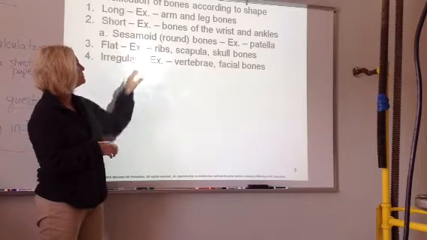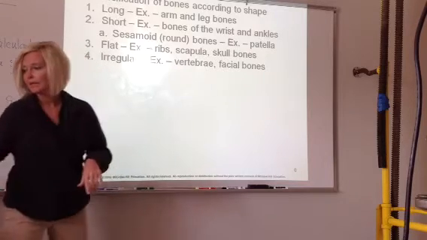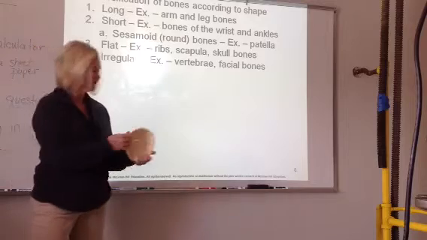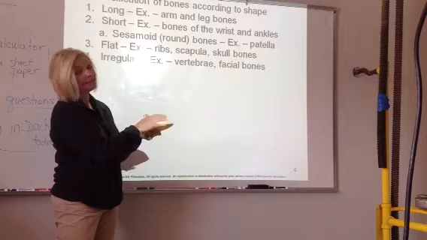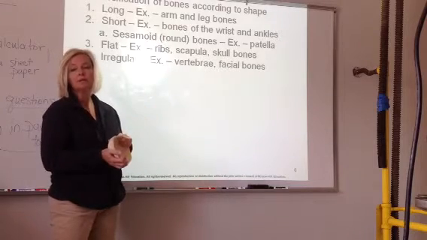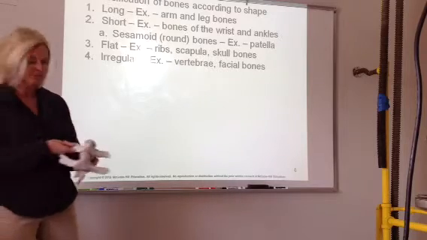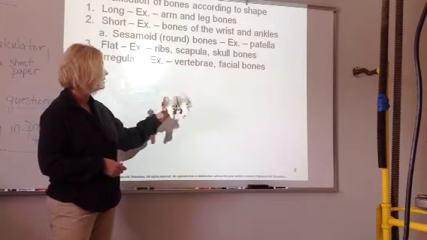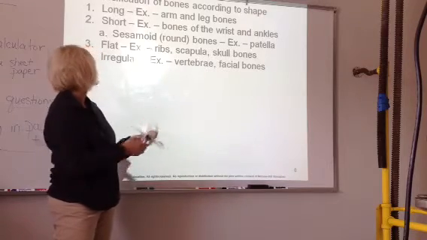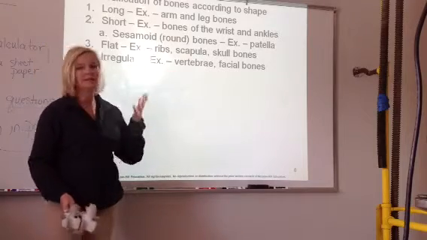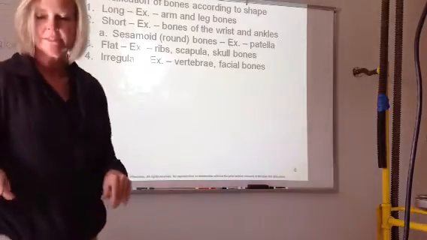Flat bones, your ribs are very thin and flat. Scapula, the shoulder blade, is very flat. And then your skull bones, if you were to open and look inside of your skull, are fairly thin and flat. Irregular bones would be something like your vertebrae. They are odd shaped. So here would be a cow vertebrae. Very odd shape. It's not long, it's not flat, they're not short. So irregular: vertebrae, and then your facial bones, like your nose and your cheeks, would be examples.